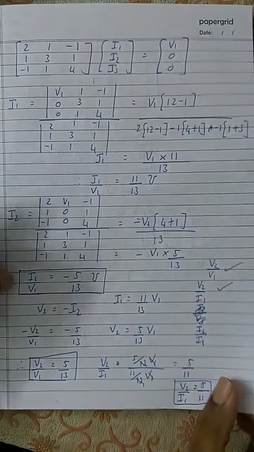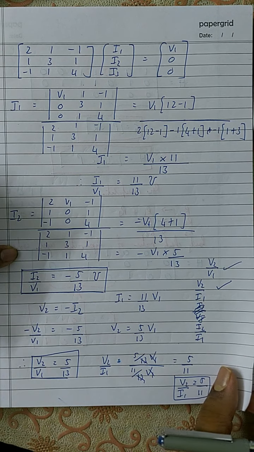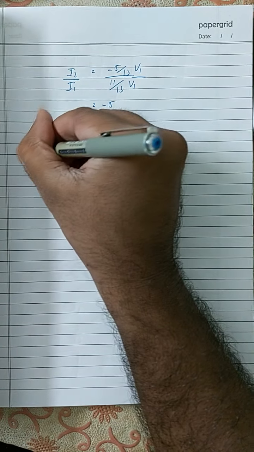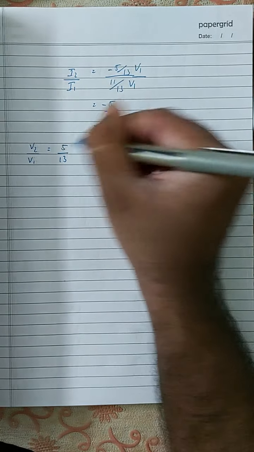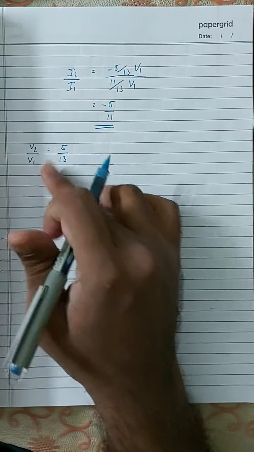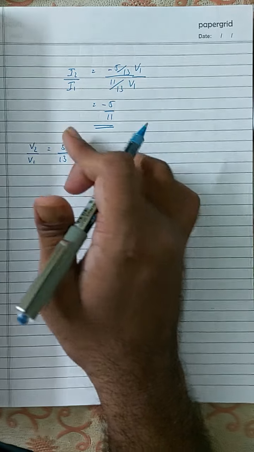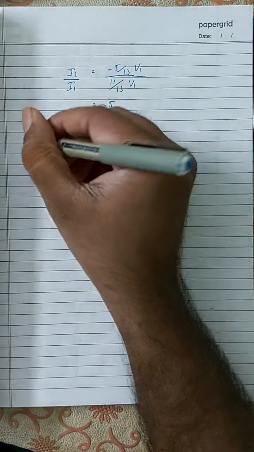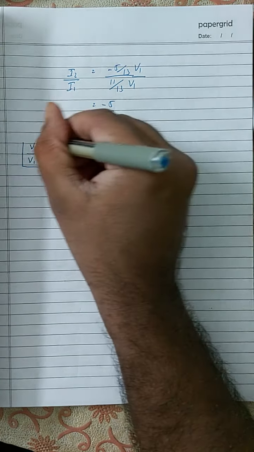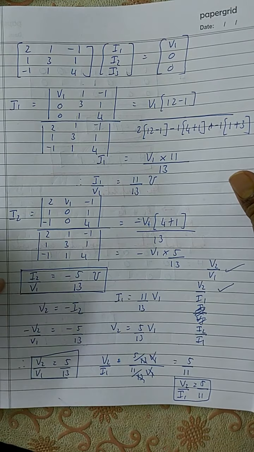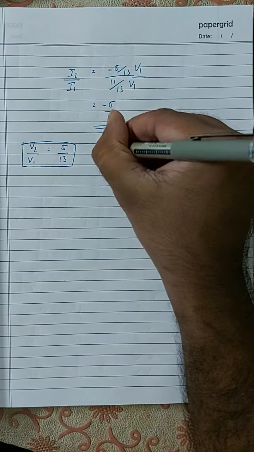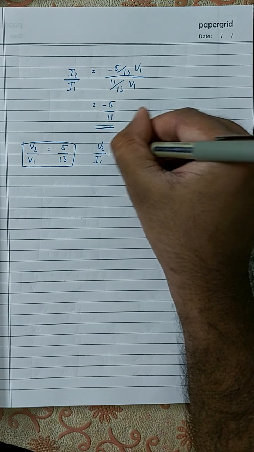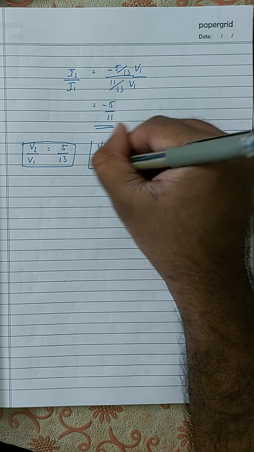So therefore the answer is, first I'll write V2 by V1. V2 by V1 is equal to how much? 5 by 13. No unit, because both of them are in volts, so the volt denominator and volt numerator will cancel each other. So this is the first answer. Then the other one they ask us to find is V2 by I1. V2 by I1 is over here. That's 5 by 11.